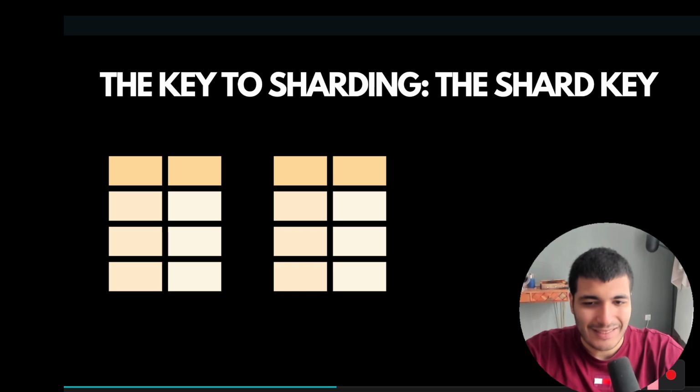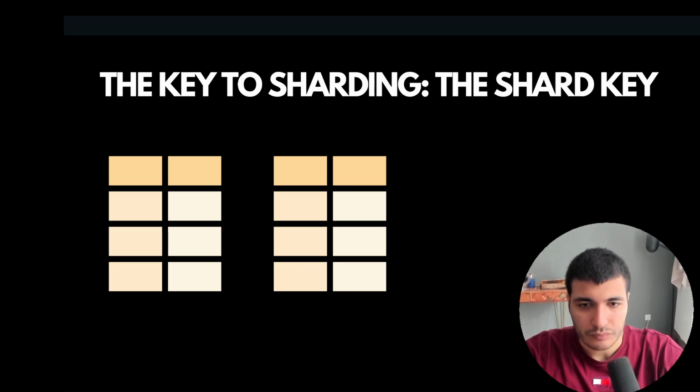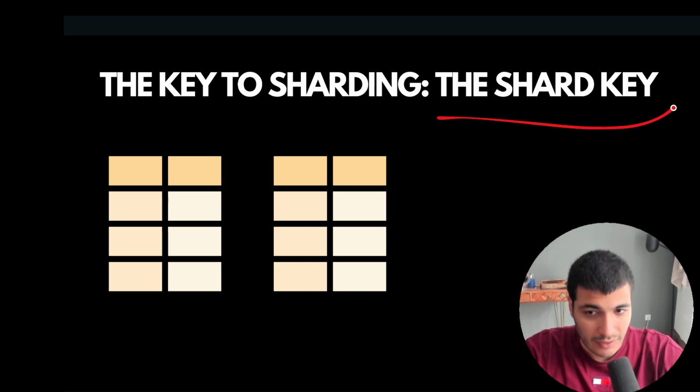We need to talk about the key to sharding, which is the shard key. The crucial element in sharding is deciding how to break down your data. This is determined by what's called the shard key. The shard key is one or more columns in your database that you use to decide which shard a particular piece of data will reside on. Choosing the right shard key is critical for effective sharding, as it impacts data distribution, query efficiency, and complexity of your system.